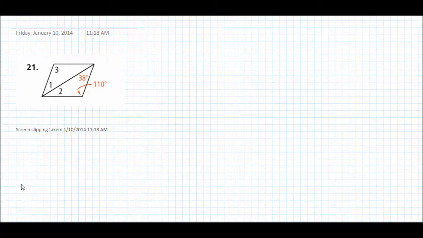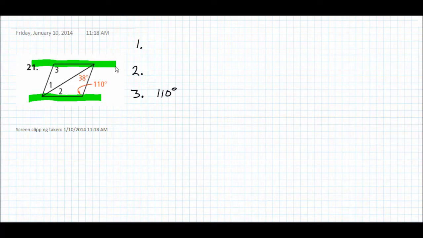Number 21. We have to find the measure of all three angles, angles 1, 2, and 3 in this parallelogram. Looking at the diagram, just by inspection, the easiest one we can see is angle 3 must be equal to 110. We know opposite angles of a parallelogram must be equal. So the measure of angle 3 must be 110 degrees. If this is a parallelogram, we know opposite sides are parallel. That's the next thing we can really see.